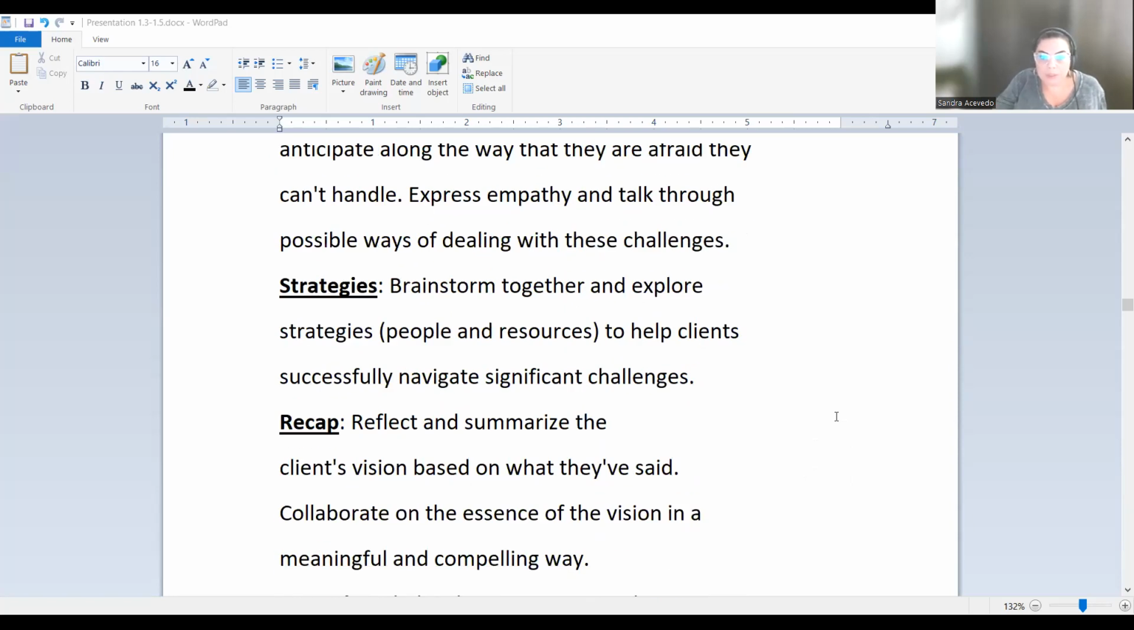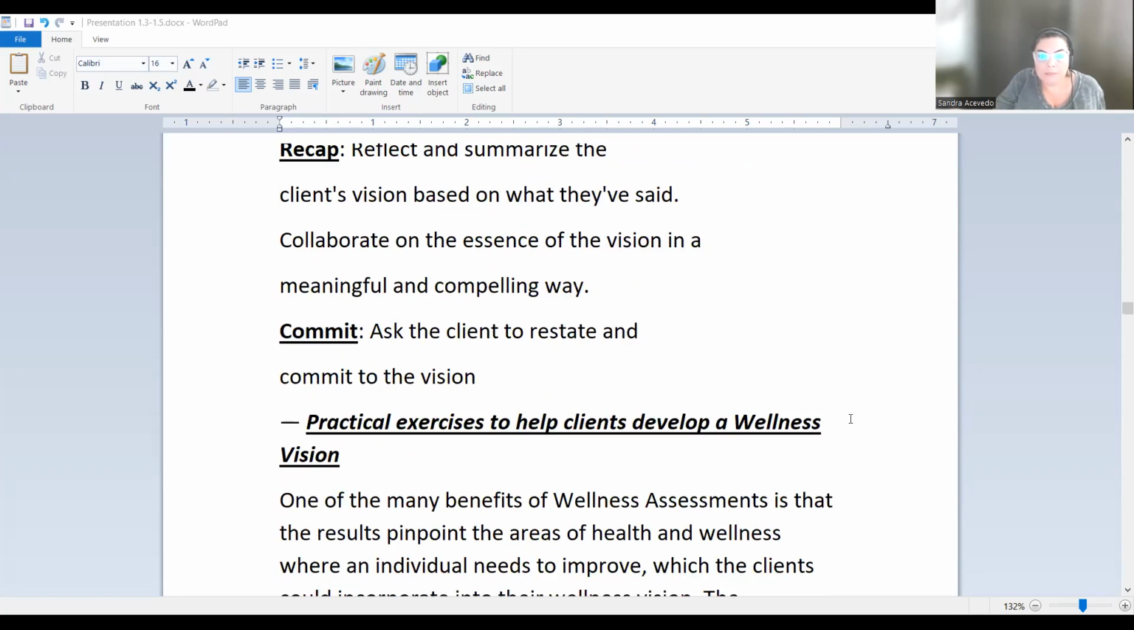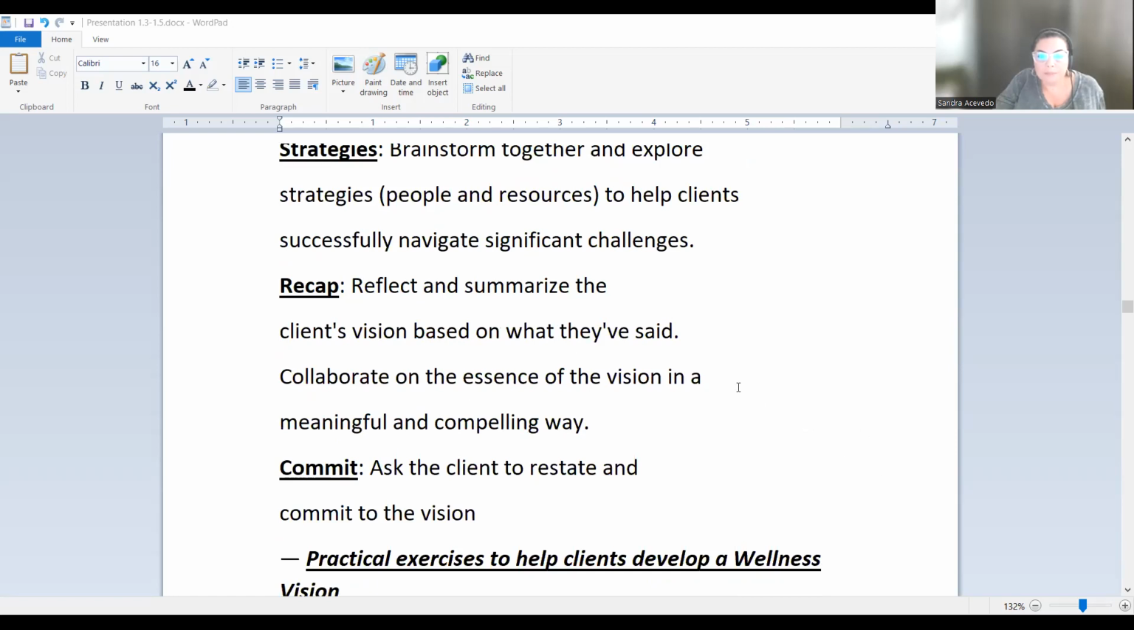Strategies: brainstorm together and explore strategies, people, and resources to help clients successfully navigate significant challenges. Recap: reflect and summarize the client's vision based on what they've said. Collaborate on the essence of the vision in meaningful and compelling ways. Commit: ask the client to restate and commit to the vision.